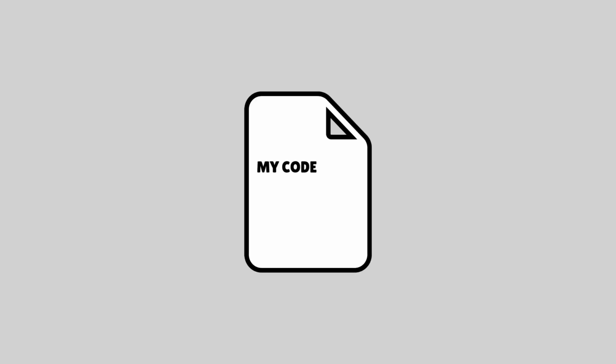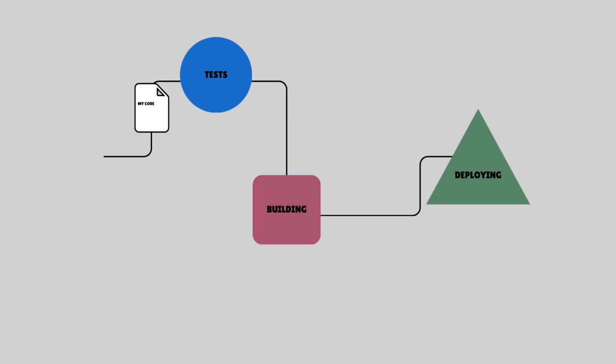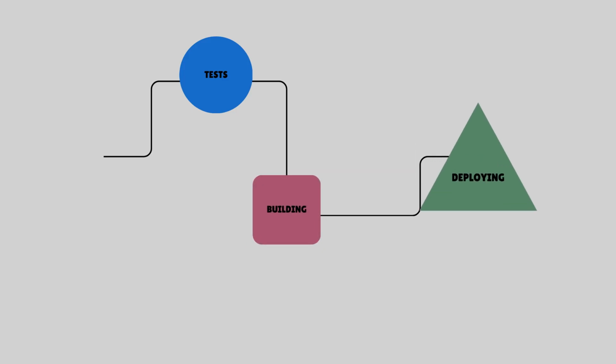When you push up your code, it first goes through a pipeline. This is where your code is tested and is built into something that can run. Then it gets deployed, and this is where it actually is sent to an environment to run. That environment, of course, can be a test or staging environment or a production environment.